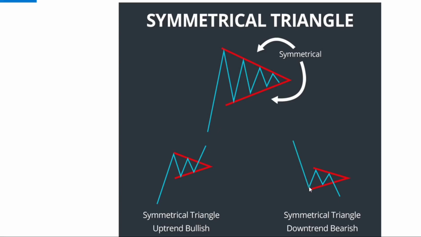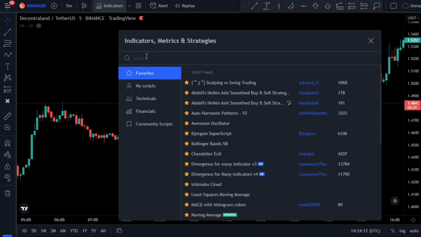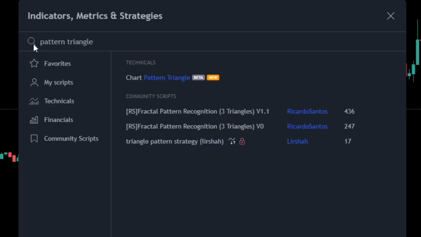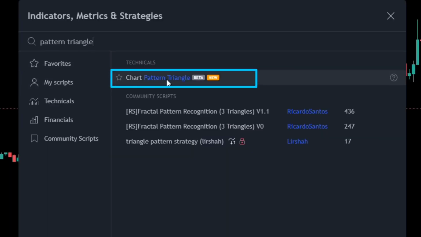On this side of the image, you can also see that when the candlesticks break down from this symmetrical triangle, the downward trend intensifies. Well, I will add this indicator to the chart as well. Well, the indicator was added to the chart.